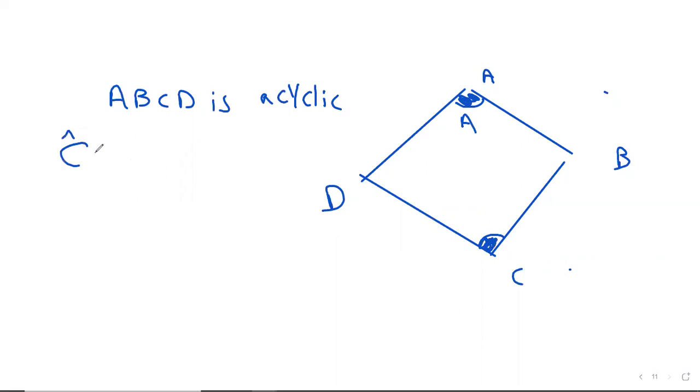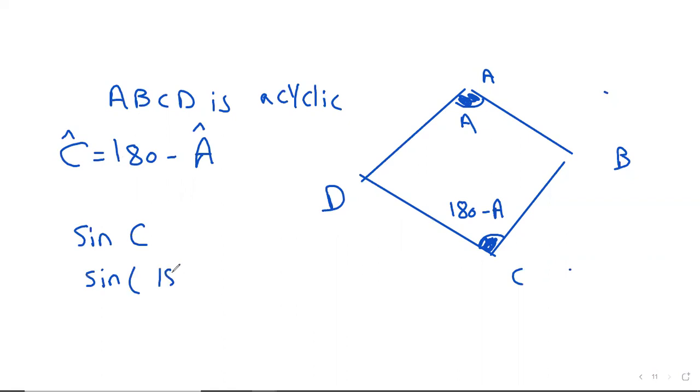So angle C can be written as 180 minus A. The question is to find sine C. So sine C is the same as sine of 180 minus A, which is equal to sine A. So sine A is the same as sine C. Did you get it?